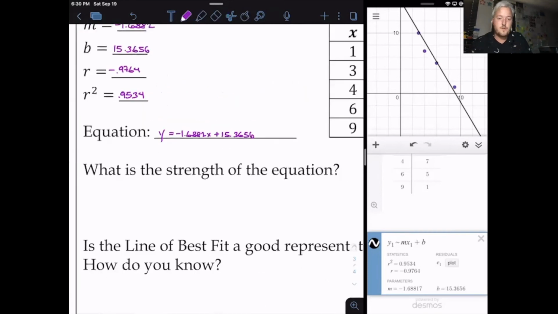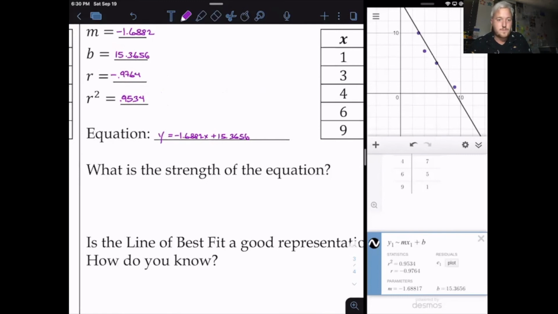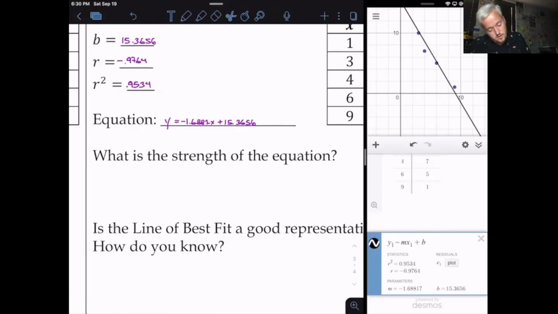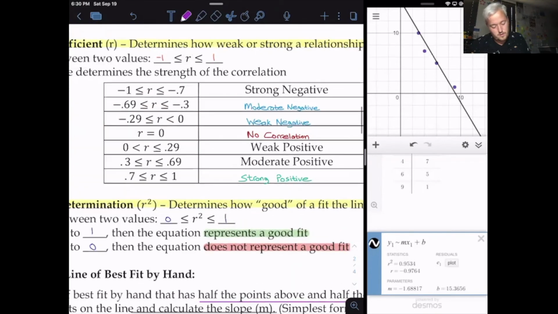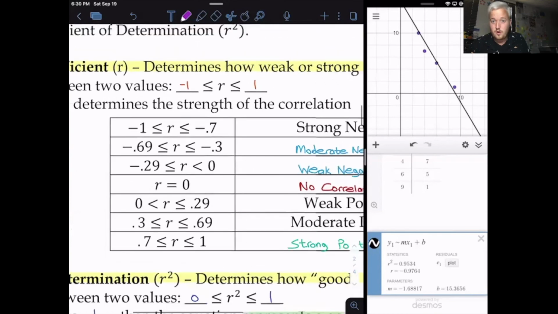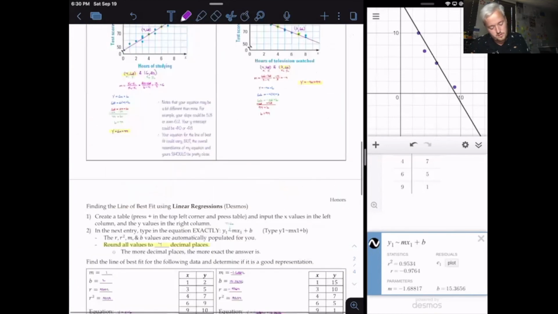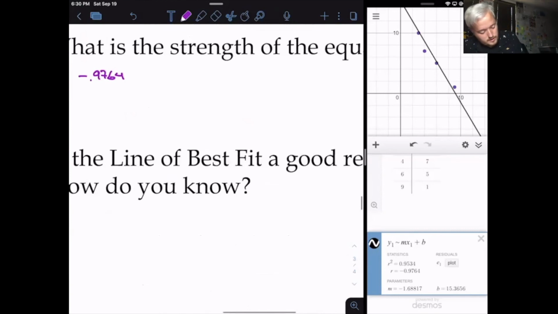Okay, so now I want to know what's the strength of the equation. If you remember, the strength is your R value. So for our strength, we're going to refer to this value. It's -0.97. Because it's -0.97, that is a really strong negative correlation. So, strong negative.